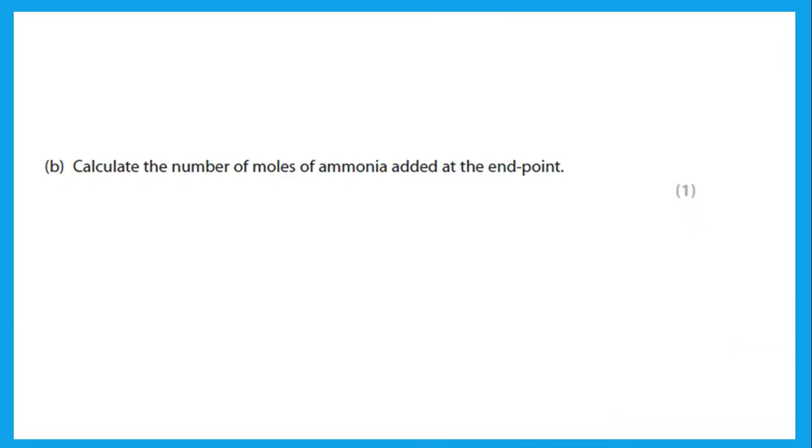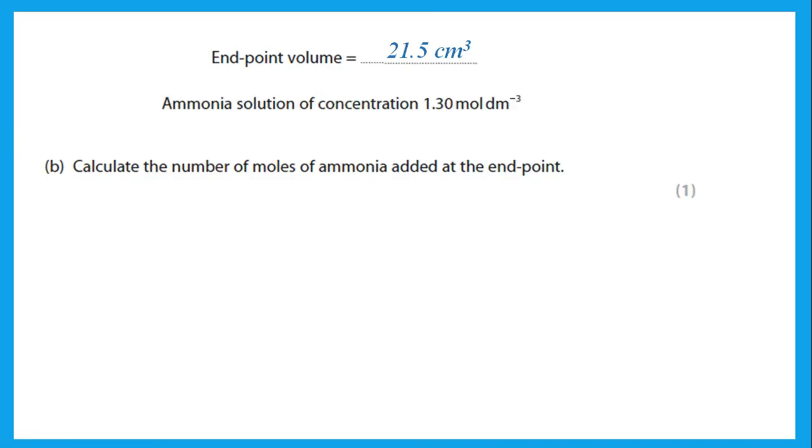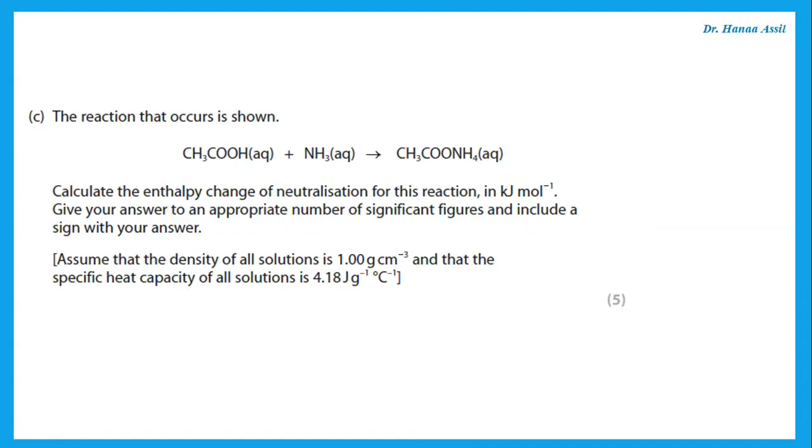Calculate the number of moles of ammonia added at the end point. Well, what did we say? At the end point, the volume was 21.5 from our graph. That's what we got. And we are told that the concentration is this, so I can get the number of moles. Number of moles is concentration times volume. Again, remember, divide the volume by 1,000 first. So this is the number of moles of ammonia.